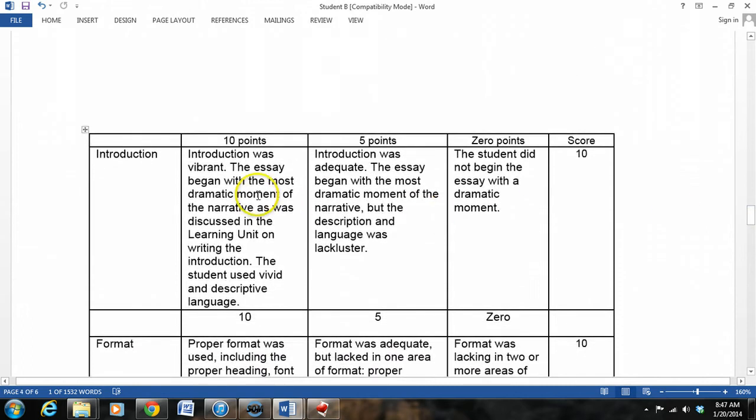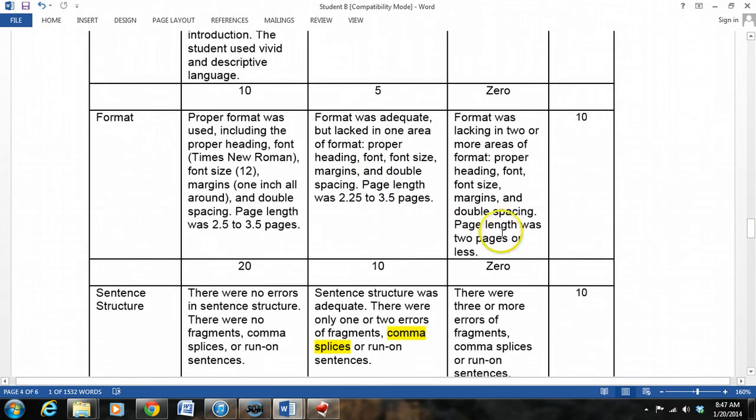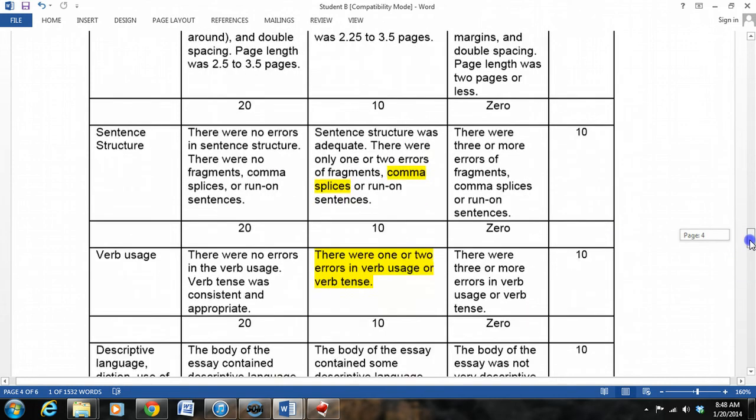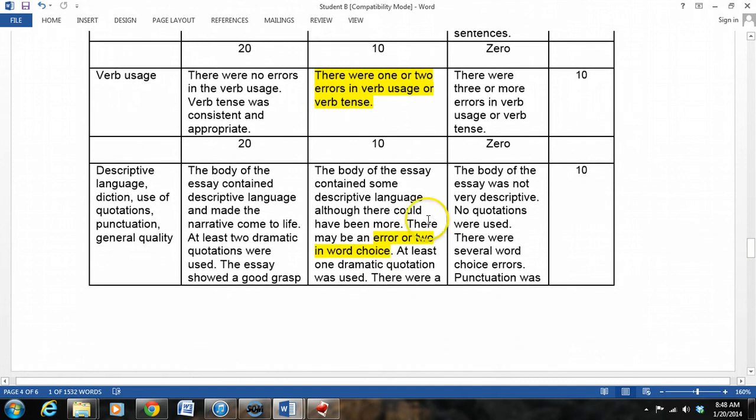So this student got full points for the introduction. The introduction was good, and the format was all good. But sentence structure, there were 2 comma splice errors. So the student only got 10 points for sentence structure. There were a couple of verb errors, as I went over before, so that student only got 10 points for verb usage. And there were a couple of errors in wording choice, and so that student got only 10 there.